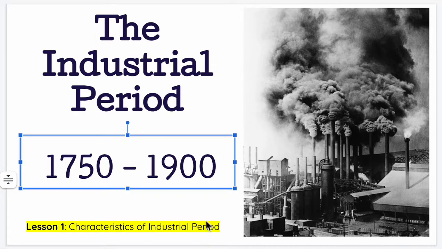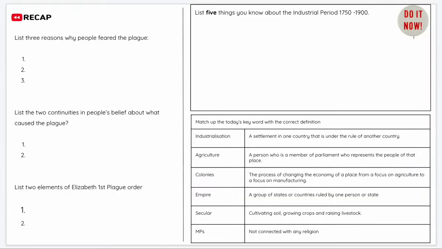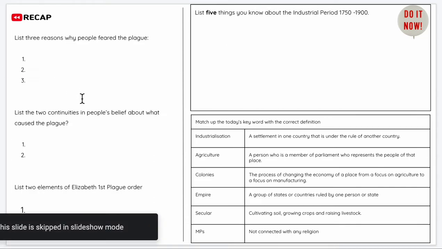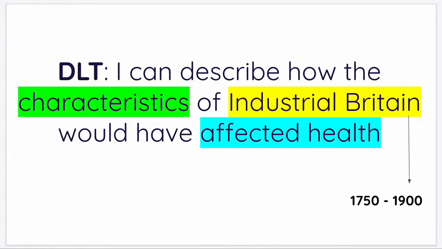industrial period. And highlighted here is the key dates of this period that you need to know for your exam. So we're looking between 1750 and 1900. In session, you should have been given this do now, and you will have gone through this with the teacher, so I'm not going to go through that now. So moving on quickly to the daily learning target.